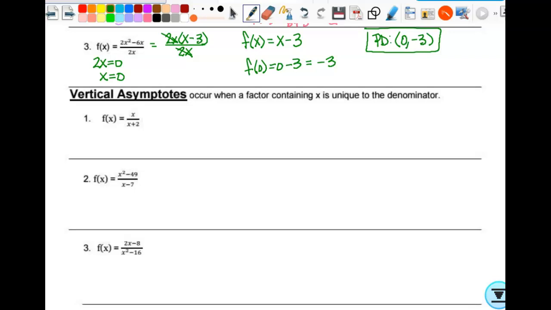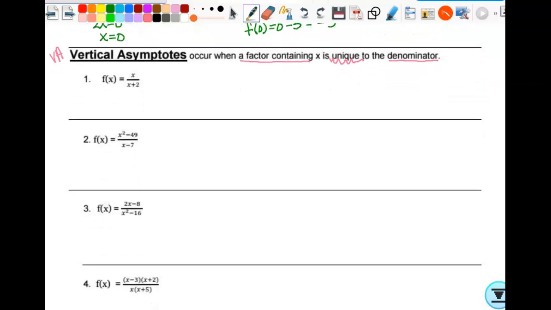Okay. So now let's talk about vertical asymptotes, which we've already talked about together, but we're going to add a little something to this. So vertical asymptotes occur when a factor containing x is unique to the denominator. The way we've looked at them so far, we just took what was in the denominator and found our vertical asymptotes with that. But we have to make sure that it is unique to the denominator.